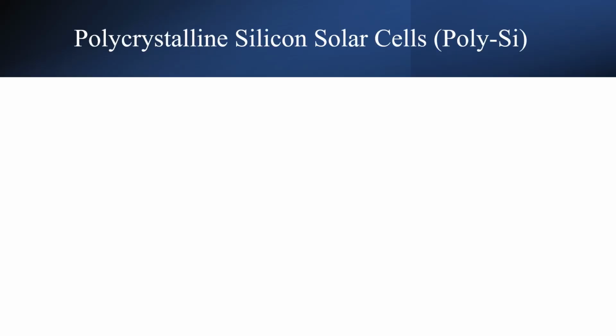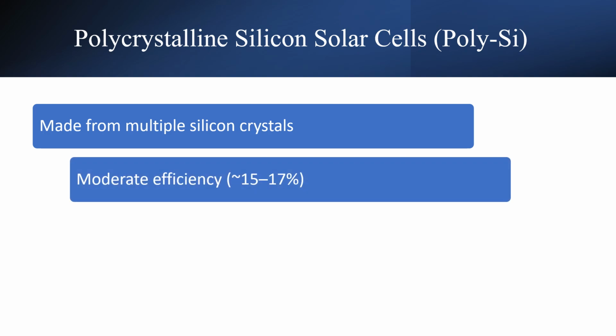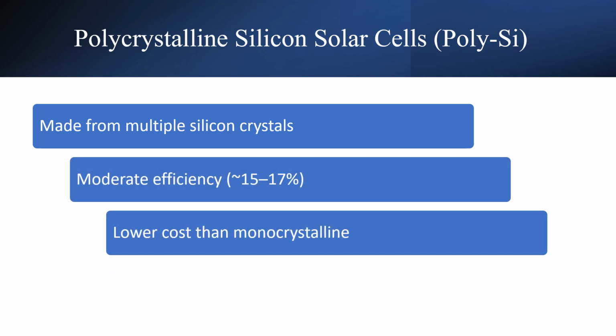The second type of solar cell is polycrystalline silicon solar cells. These solar cells are made up of multiple silicon crystals and show a moderate efficiency of about 15 to 17%. Their cost is lower than the monocrystalline silicon solar cells.